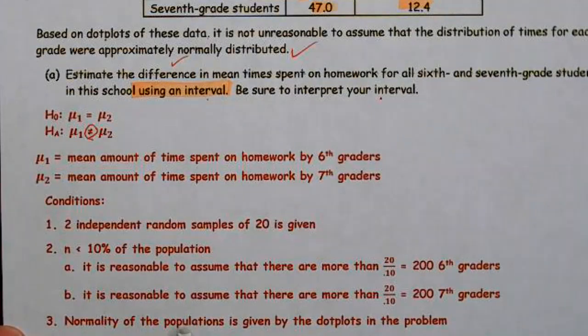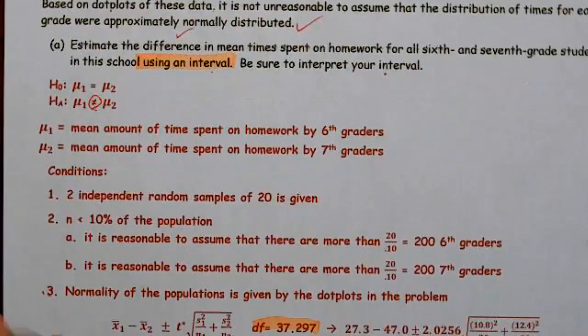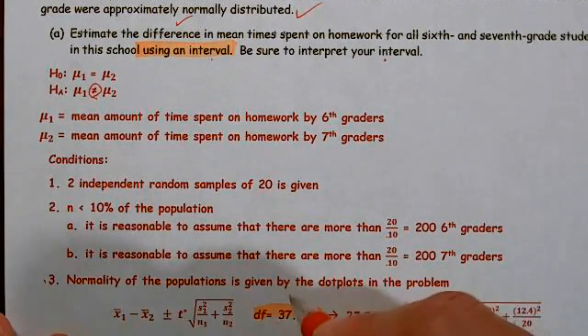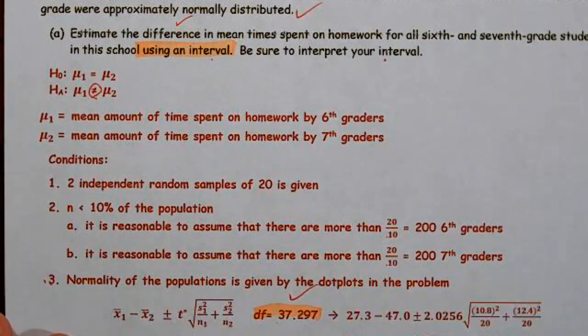All right, normality of the populations is given by the dot plots as stated in the problem. So they've already told us normality of the populations is given. We need to make sure, even though they said it, that we state that because that is a condition for running this test. All right, so we record our formula and you'll have access to that on one of the charts. And this number right here, it always seems odd. We're going to go ahead and run the test all the way through, and then that will give us this number.